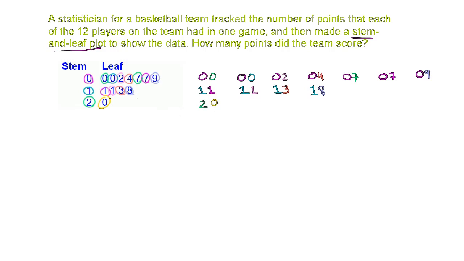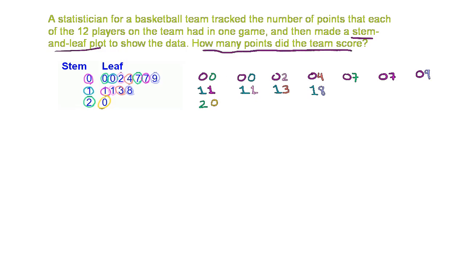So looking at the stem and leaf plot, we were able to extract all of the points that the players scored. And once again, what was useful about this is you see how many players scored between 0 and 9 points, including 9 points, how many scored between 10 and 19 points, and how many scored 20 points or over. You see the distribution right over here. But let's actually answer the question that they're asking us. How many points did the team score?